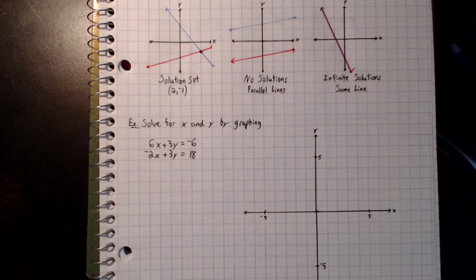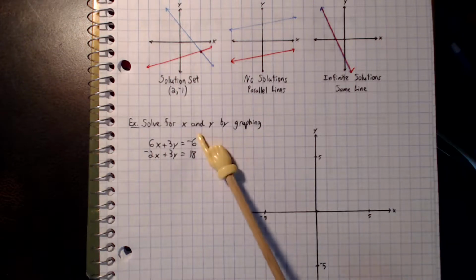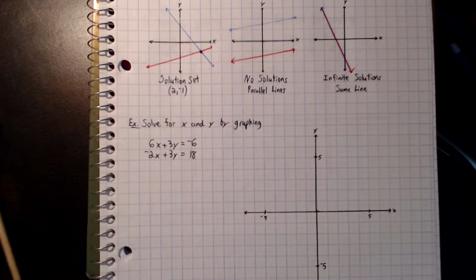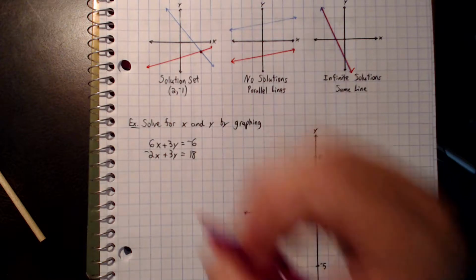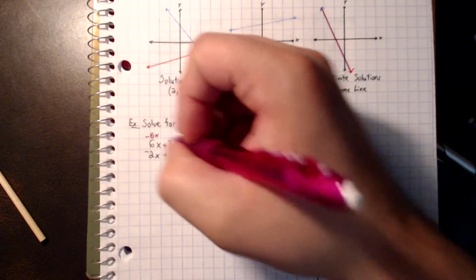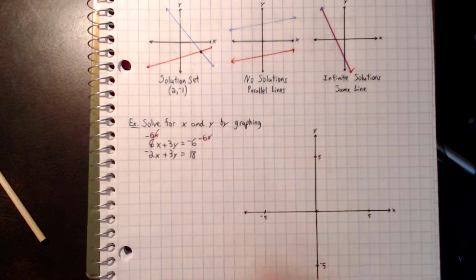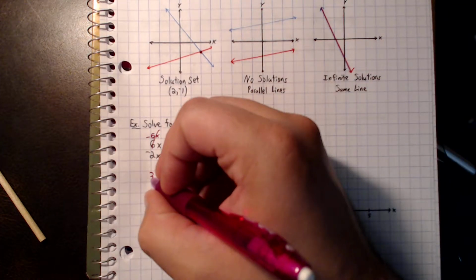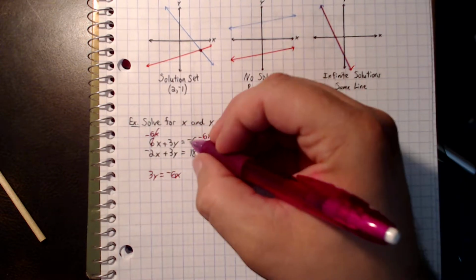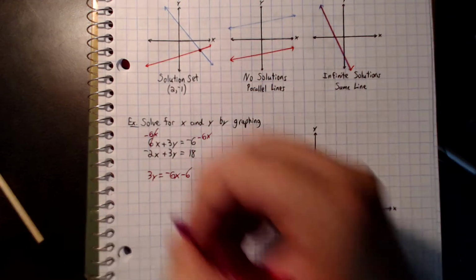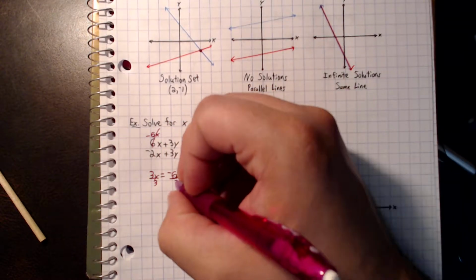All right, so what we're going to do first is put each of these into y equals mx plus b form. And I'm going to do these in two different colors. We'll do the first one in pink. So I'm going to want to isolate y by subtracting 6x on both sides. I'm going to rewrite this down here. I have 3y equals, I like putting my x first, so -6x minus 6. And then last, I'm going to divide everything by 3.